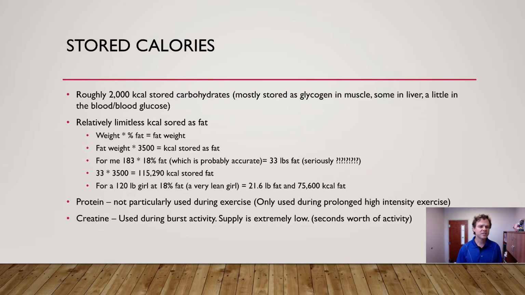So additionally, stored calories. These are numbers and values that they all kind of work together, again, to try to figure out some things that are reasonable. So roughly, you have about 2,000 kilocalories of stored carbohydrate, mostly glycogen in the muscles, some in the liver. You have some blood glucose that's technically not glycogen, but you have carbohydrates stored in the blood. Those numbers are relatively low.